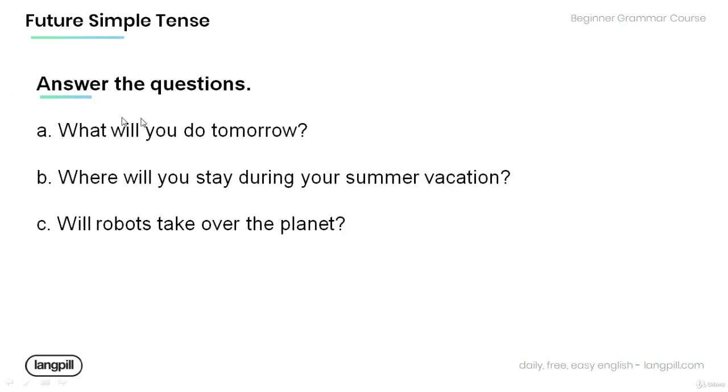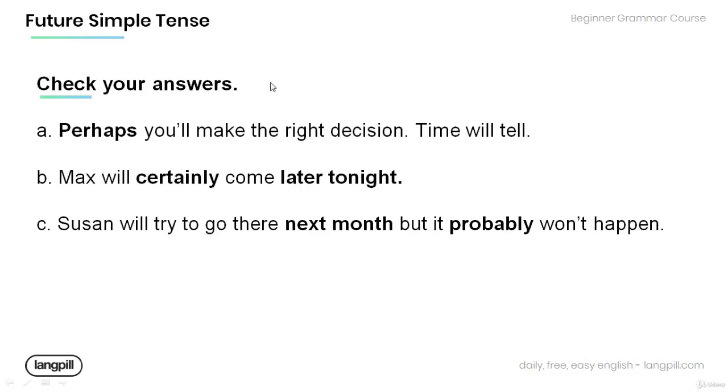And now, answer the following questions. A. What will you do tomorrow? B. Where will you stay during your summer vacation? C. Will robots take over the planet? Now let's check your answers.